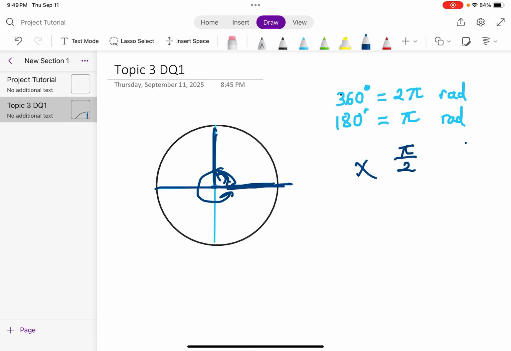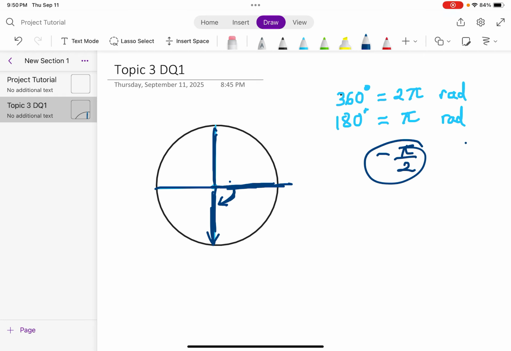If you have an angle that is negative, then you're going to go clockwise, right? If you say you want to graph negative pi half instead, then we're going to start with the x-axis and rotate this way, clockwise for negative. So you end up with this terminal side right here.